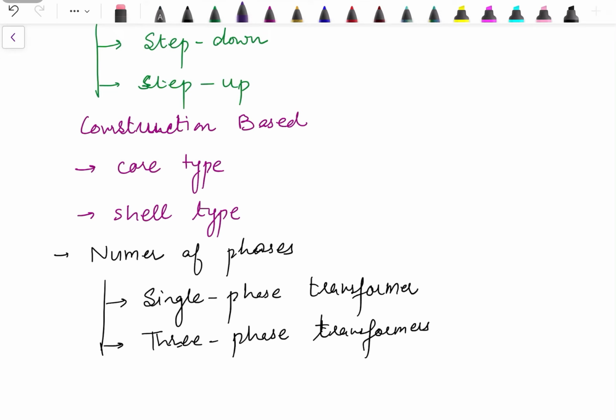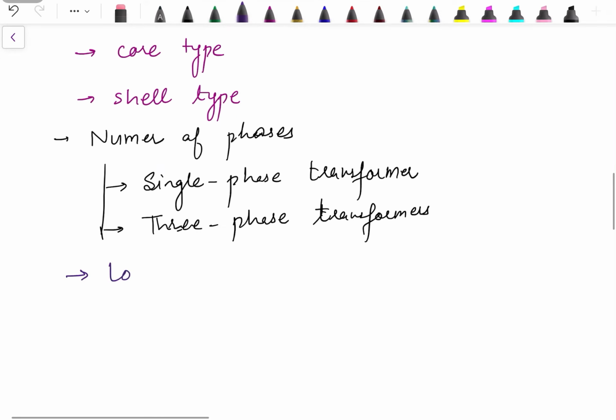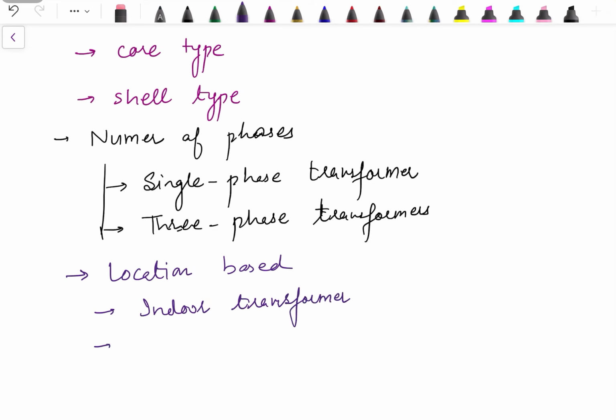And based on location, we can have indoor transformer and outdoor transformer. Now indoor, which we need to use indoors, and outdoor, like in the substations. In the substations, they are lying out. So you can easily see the transformers near your localities from where you are getting the supply. You can see them in the substations.